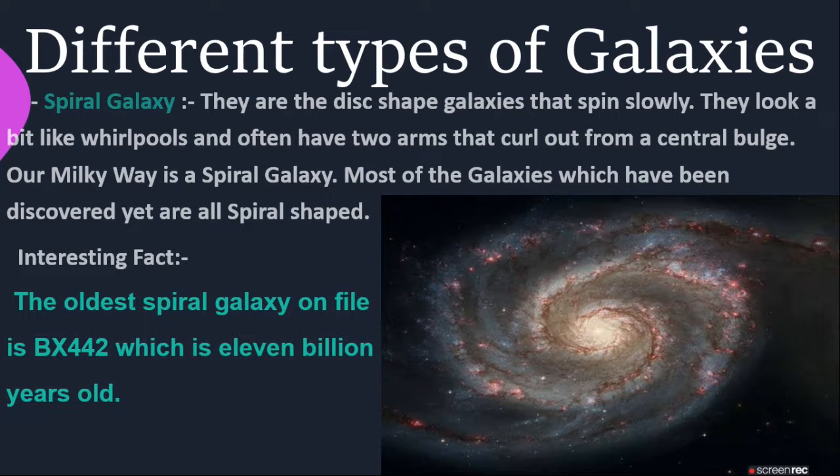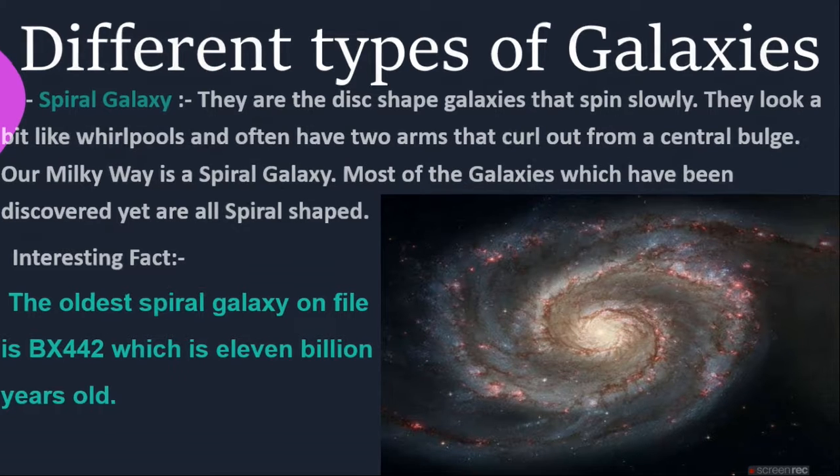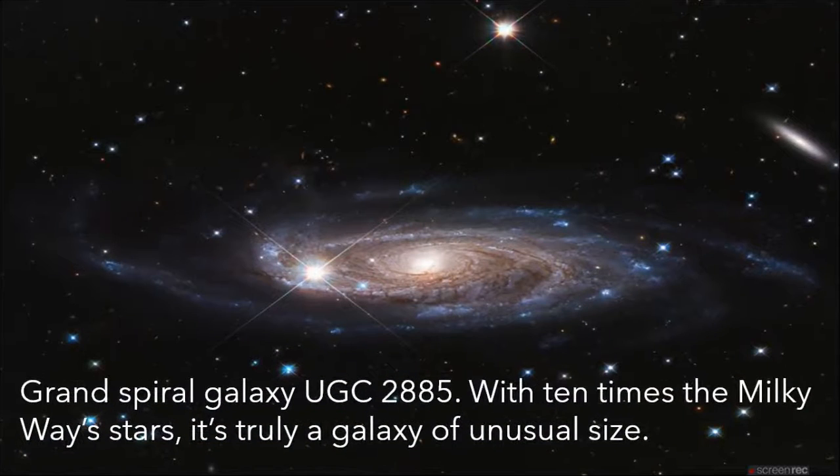Interesting fact: the oldest spiral galaxy on file is BX442, which is 11 billion years old. This picture is of a grand spiral galaxy, UGC 2885. It has stars 10 times more than the Milky Way. It's truly a galaxy of unusual size.